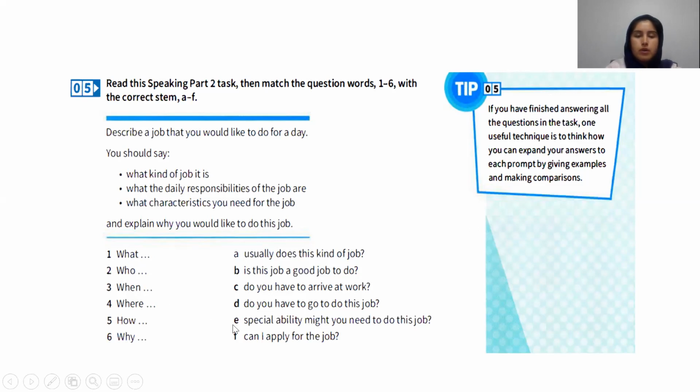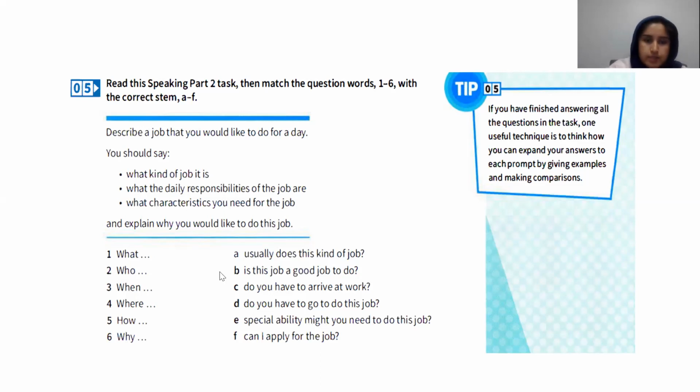Okay, so these are some of the words, the WH questions, and then you can choose which one matches with which one, and all of these questions help you. These are questions that you can ask yourself while answering part 2 to elaborate your answer.